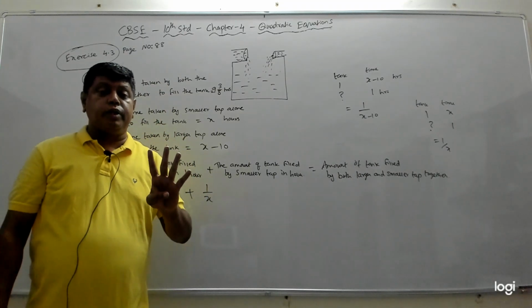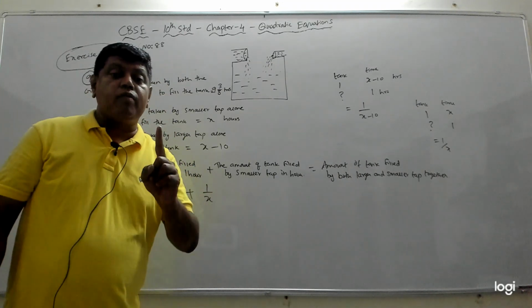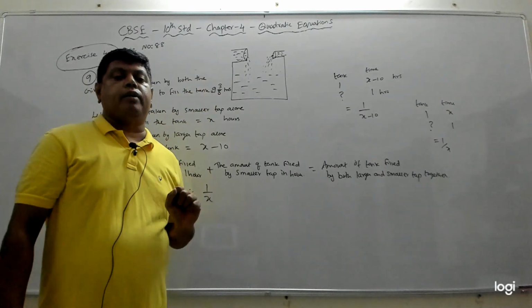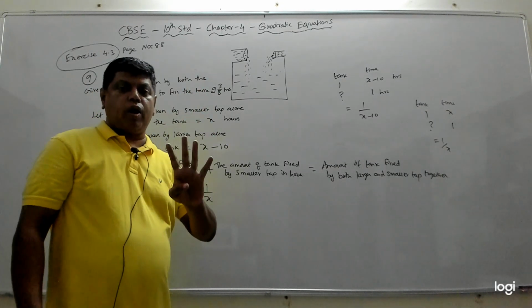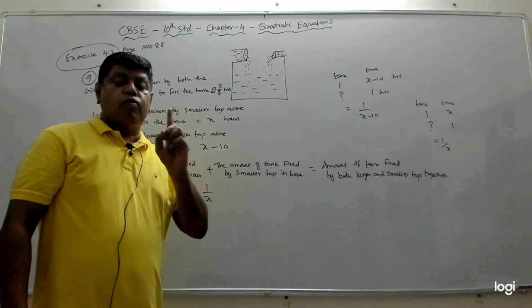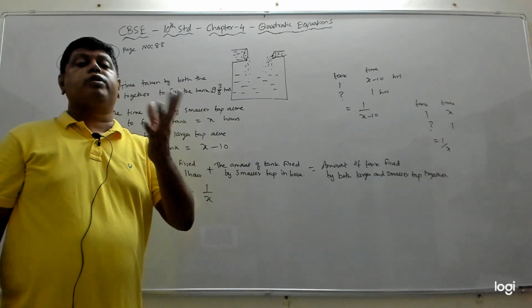You take 4 hours to eat one cake. Then in 1 hour, how much cake would you have eaten? Right? You take 4 hours to eat one cake. In 1 hour, how much cake will you eat? 1 by 4th of the cake.